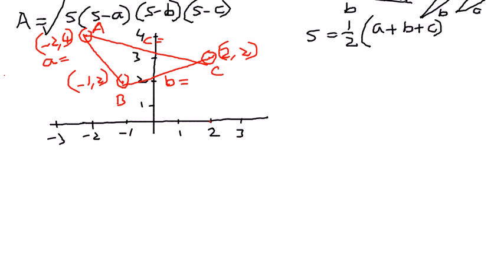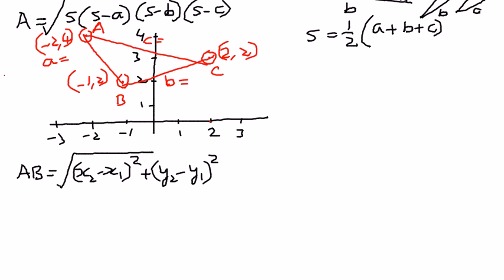We know from geometry that the distance between two points can be found as follows. Distance AB we can find as the square root of x2 minus x1 raised to the power of 2, plus y2 minus y1 raised to the power of 2. We will use this distance formula to find the length of line segment AB. So when we do that, this is what we're going to have.